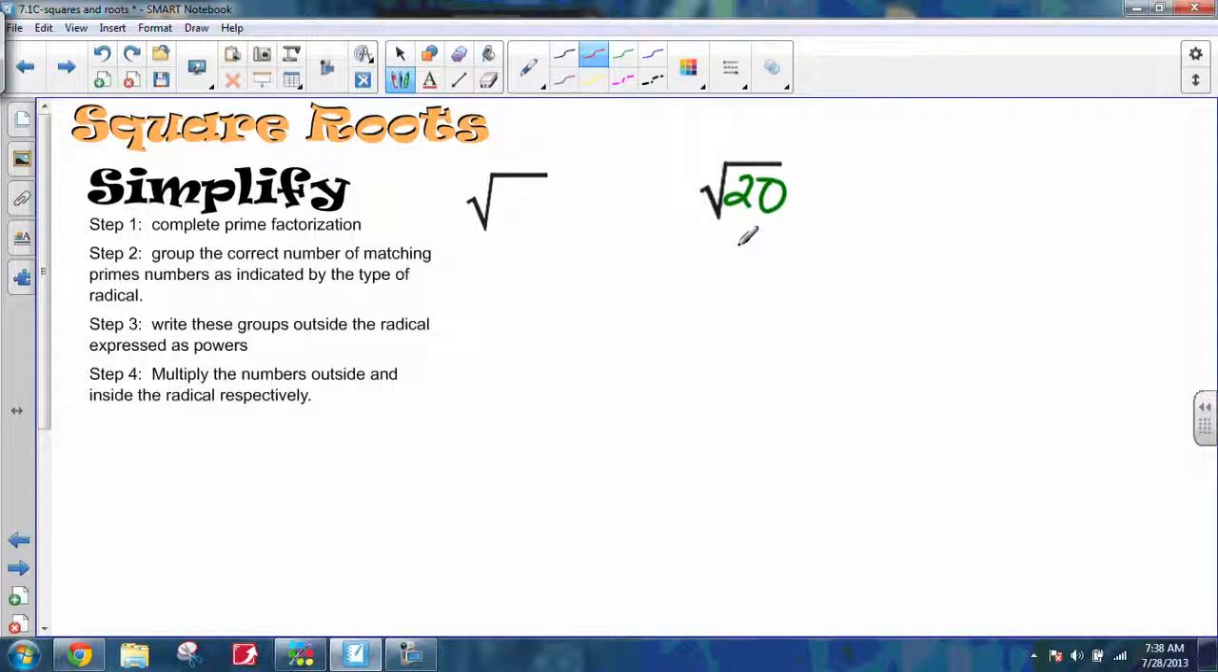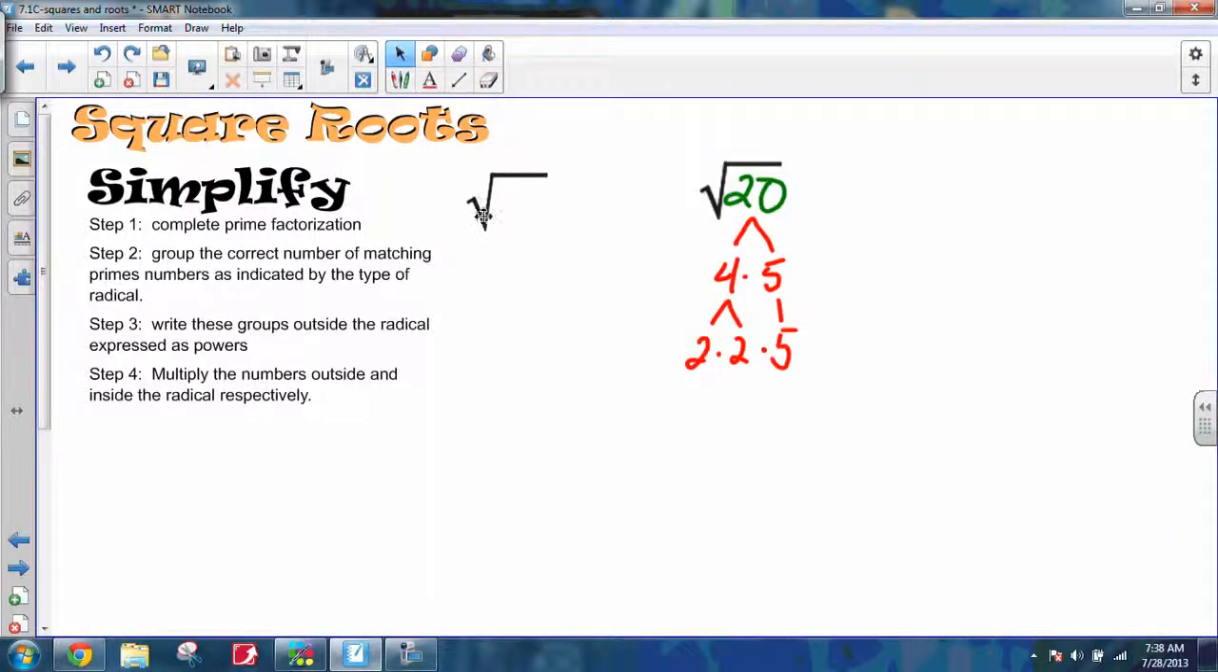Well, step number 1 says I need to complete the prime factorization. So, I'm going to find a product of this number 20, which is 4 times 5. Now 4 is not a prime number, so I can find a product of that number, and that's 2 times 2. And 5 is a prime number, so I'll go ahead and bring that down. So the square root of 20, we get the prime factorization of 2 times 2 times 5.